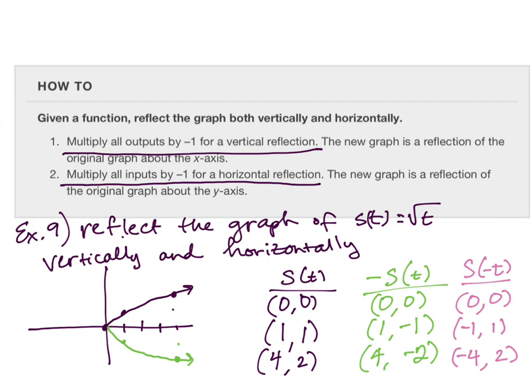Okay, so if I plot those points, I've got an ordered pair at 0, 0, -1, 1, and -4, 2. And now he's reflected across the y-axis. Okay, I'm trying to keep it where you guys can see that, but I don't know that I'm doing a great job. Is that okay?